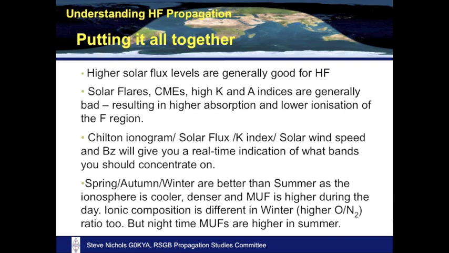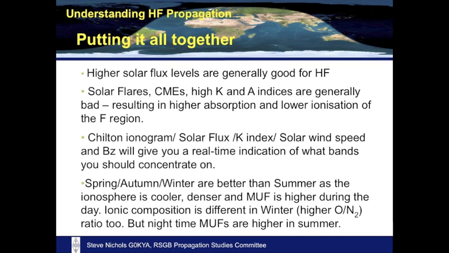Now, very briefly, spring, autumn and winter are generally better times for HF than summer, as the ionosphere is cooler, denser, and the maximum usable frequencies are higher during the day in spring, autumn and winter. Now that may sound odd. You would think that because in summer there's more sun, maximum usable frequencies might be higher in the summer, but generally the ionospheric chemical composition is different in winter than it is in summer.